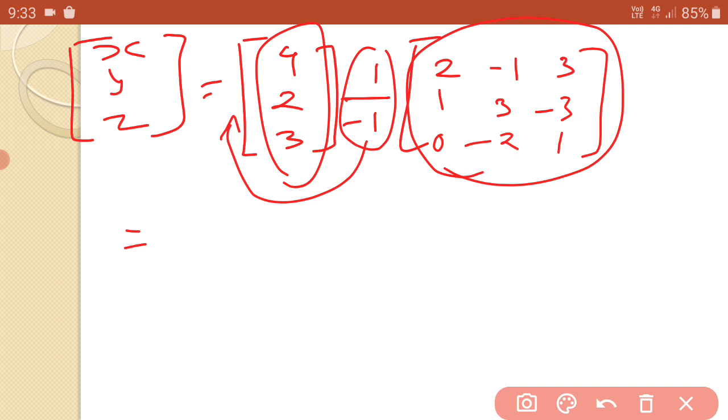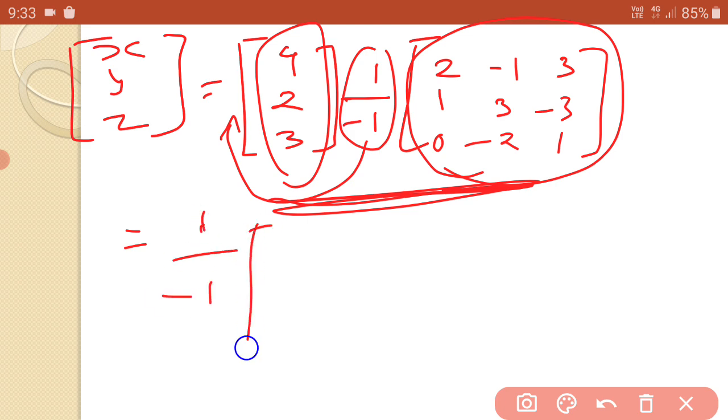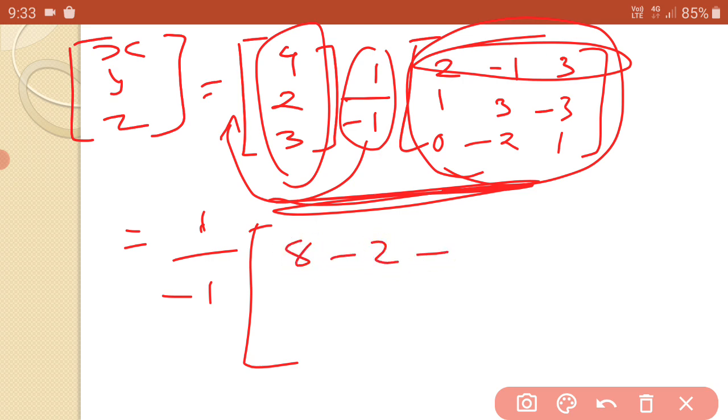After that, we multiply these both values. So 1 upon minus 1, first column we will multiply with the first row. So 4 2s are 8, minus 2 plus 9.